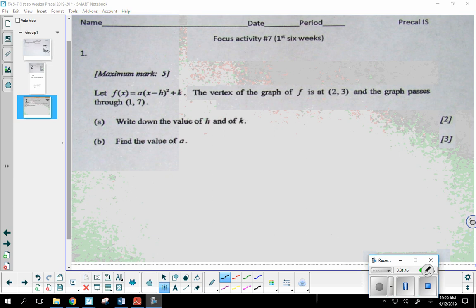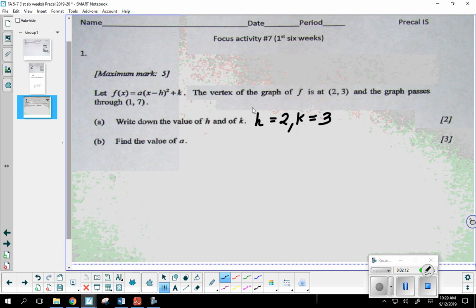Let's see. We got function f, which is a times x minus h squared plus k, which is what form? That's vertex form of a parabola. So we're given the vertex of the graph is at 2, 3, and the graph passes through the point 1, 7. Write down the value of h and k. All right, well, what is h? h is 2, there we go. And k is 3. It was just right in front of me.